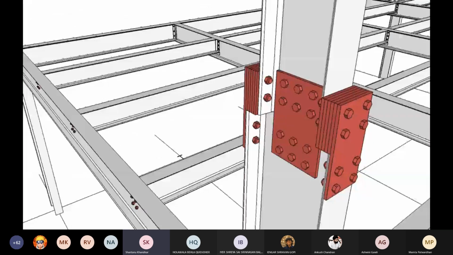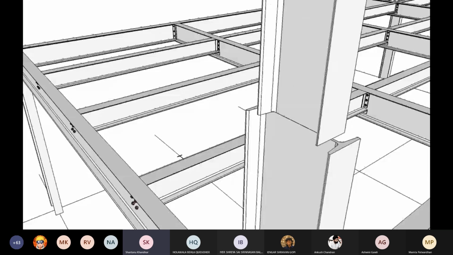Now that is for the connection between two columns of the same size. This is where the columns, the stanchions, are of different size. So you can see there's a larger stanchion below. The upper stanchion is smaller. So the connection pretty much happens in the same way. There is no real difference in it, except that here we are going to add some packing plates between the two plates, to make up for that gap between the sizes of those two columns. So again, you can see it's a similar situation.